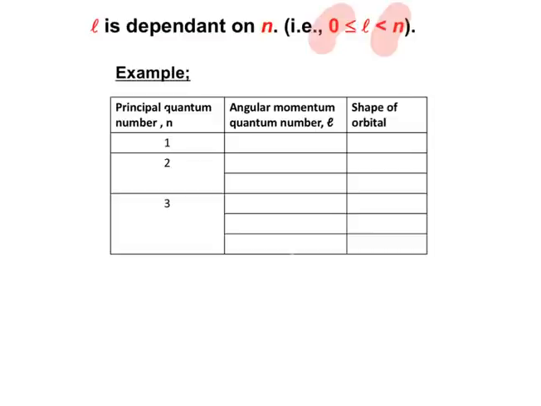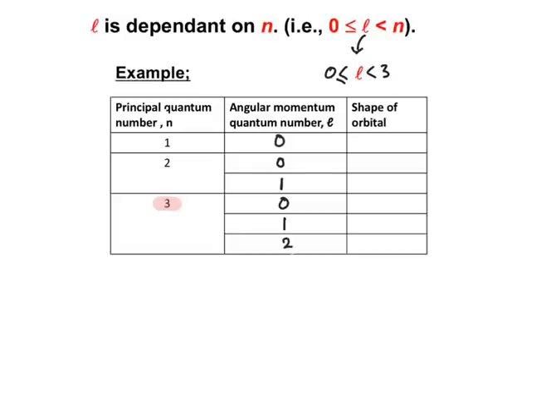Let's look at an example about the principal quantum number, angular momentum quantum number, and the shape of the orbital. For principal quantum number 1, the only integer less than 1 is 0. For principal quantum number 2, the integers from 0 to less than 2 are 0 and 1. When the principal quantum number is 3, the integers from 0 to less than 3 are 0, 1 and 2.